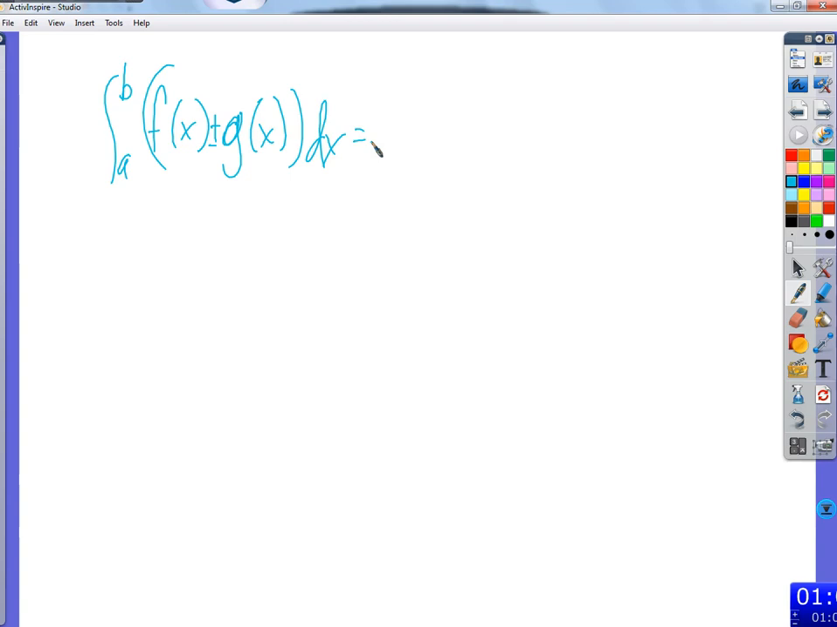If what this represents is really just the cumulative sum of the area, and to find this we would use infinite sums, it makes sense that we could take this and add it or subtract it to this.